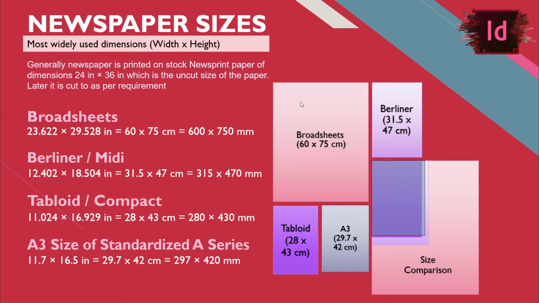Here I have given the size comparison. If this is the broadsheet size, then Berliner will look something like this as compared to broadsheet, and so is the case with the tabloid and A3. Please notice that tabloid is not exactly half the size of the broadsheet, which is generally the misconception. And here I have put all of them together just to give you a comparison. We understand from here that A3 is a little bit wider and a little bit shorter than tabloid. Otherwise, they are very similar.